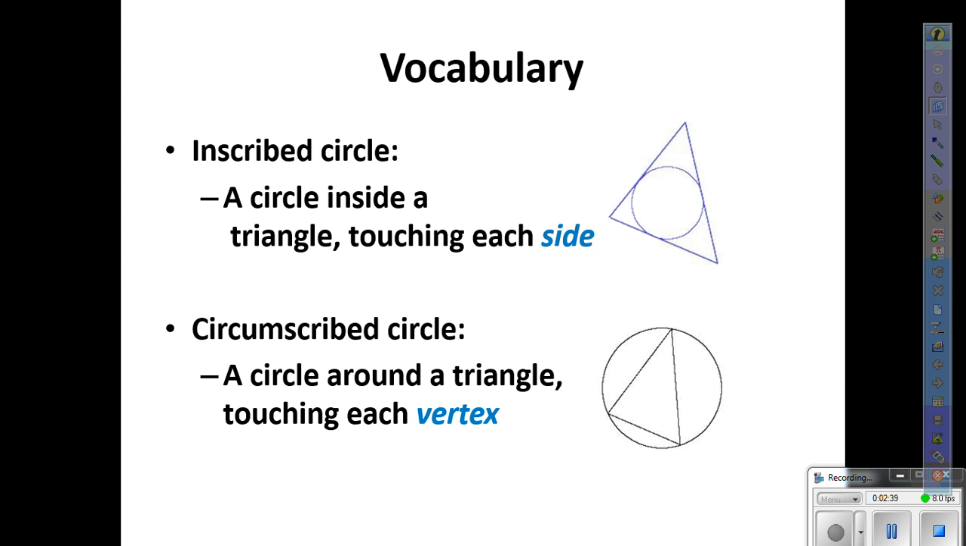Now, a circumscribed circle goes on the outside. So inscribed, in, that's inside. So the circle is inside the triangle. Circumscribed, circumference, going around. A circumscribed circle goes outside of the triangle. Now, the three places where it touches the triangle is then going to be the three corners. So inscribed circle touches the three sides. Circumscribed circle touches the three corners, or the three vertices. And so that's the difference between an inscribed circle and a circumscribed circle. Just goes around.